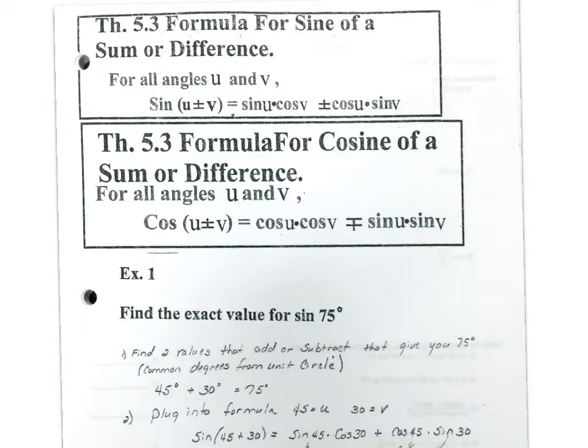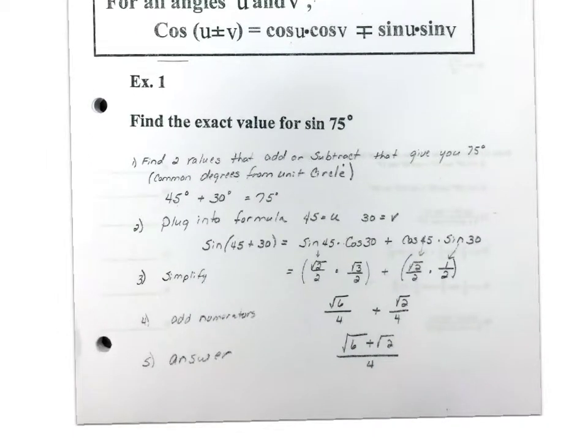If you look at the example, it says sine of 45 plus 30, you have a plus in the middle, and it's sine 45 cosine 30, because that's what the formula calls for. And then it's cosine of 45, which is cosine of u, times sine of 30. And then we have to know the special measurements, you know, the sine of 45 and the cosine of 30. Do you recall what is sine of 45?